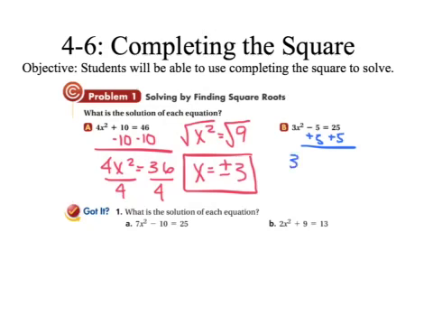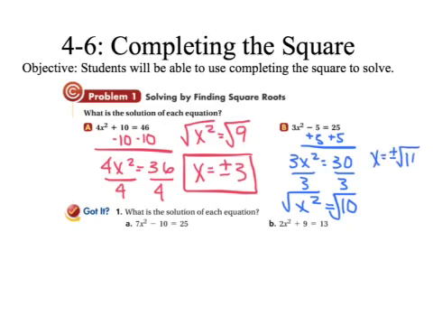When we solve b, we get 3x squared equals 30. X squared equals 10, and when you take the square root of that, 10 doesn't have a perfect square, but you can just leave it in the square root form. X equals plus or minus the square root of 10. Got it.